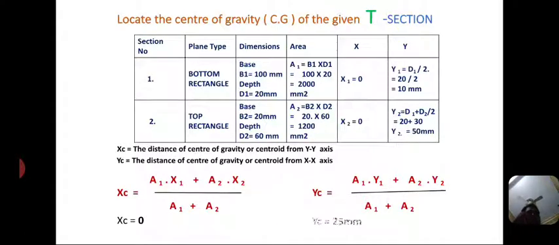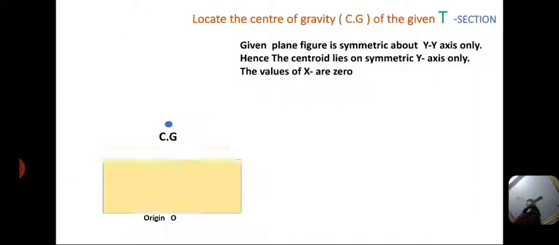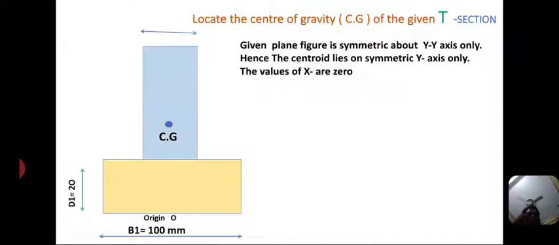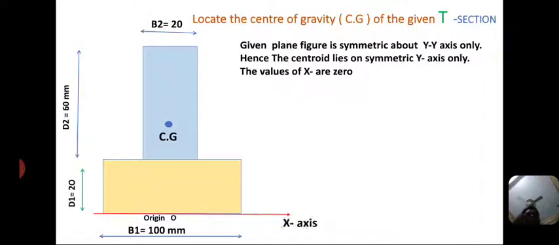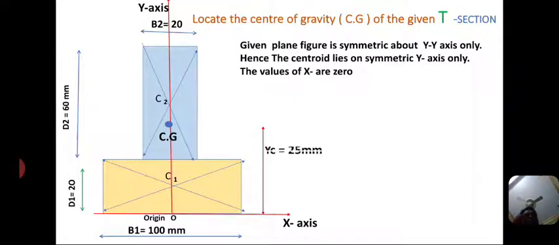So by using the symmetric condition, here x equal to 0, y equal to 25 mm. The final location of the centroid does not change. So this is the final answer.